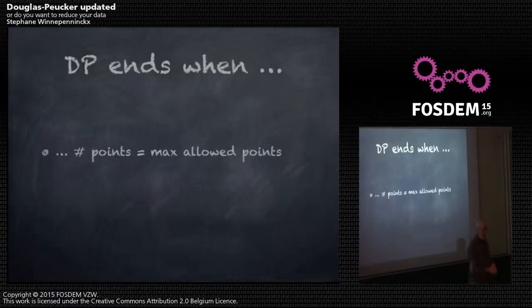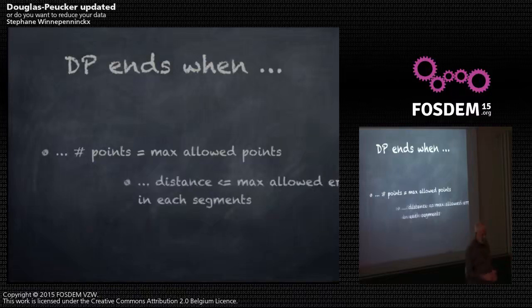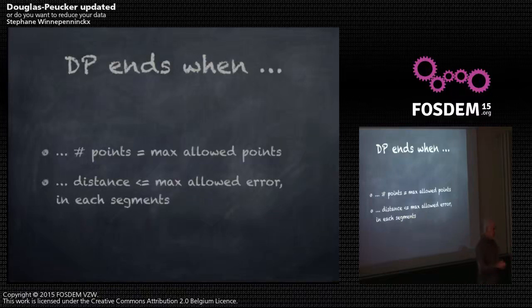I just told you that there are two criteria to stop the algorithm. Either you give a maximum number of points, say I want to have only 1,000 points, then when you have 1,000 points, you just stop. Or you stop when the distance that you measure is less than or equal to the maximum allowed, in each segment of course. If you have divided your line in 1,000 pieces, you have to see that in each piece the criterion is followed.